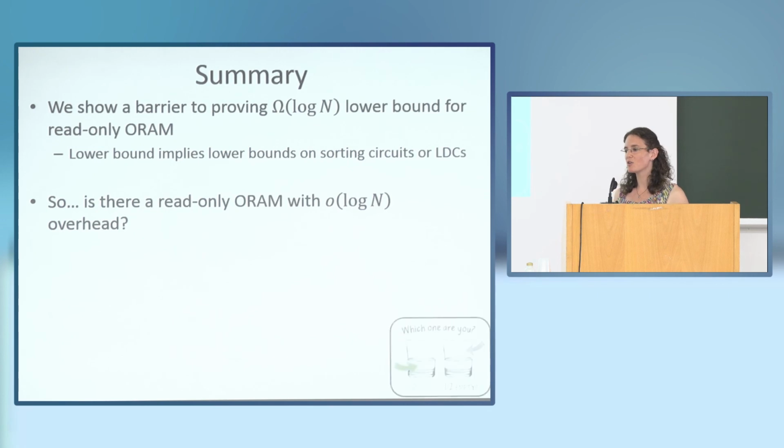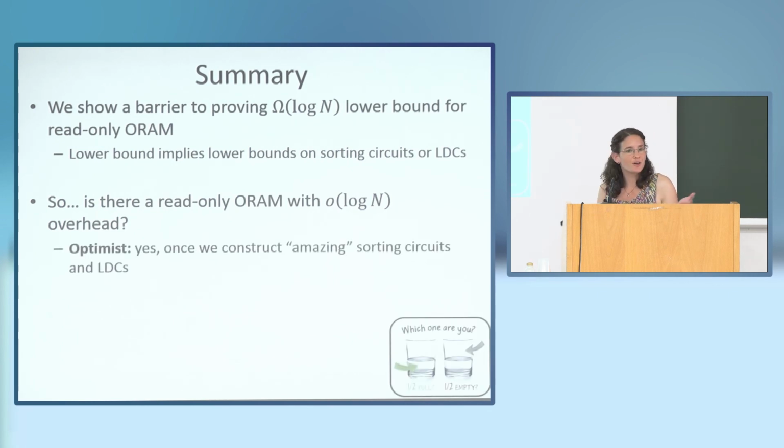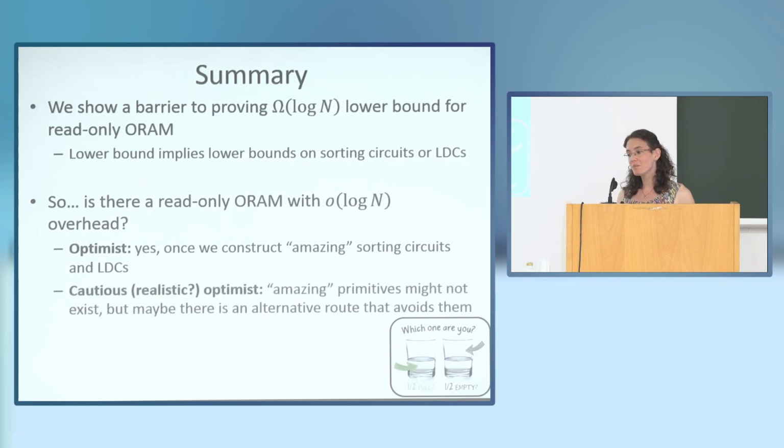So it depends again on your point of view. If you're optimistic, you say, sure, just come up with these sorting circuits, LDCs, we're done, right? Can go get coffee. If you're maybe more realistic or cautious, then you might say, okay, look, no way that we're going to be able to build these primitives, but we might have a different way, right? Think of a different way of constructing a read-only or online ORAM scheme with little o of log n overhead.